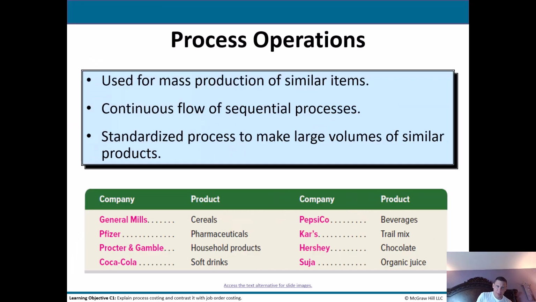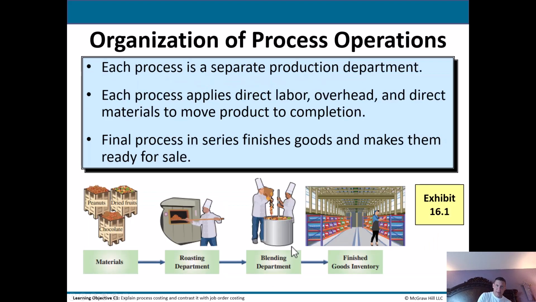So process operations, we think of process costing and operations as mass production. Very similar, identical homogeneous units, a continuous flow of sequential processes, and a standardized process to make large volumes of similar products. If you look at some of these examples here, yeah, I see that, they would mass produce cereal, pharmaceuticals, soft drinks, and so on and so forth.